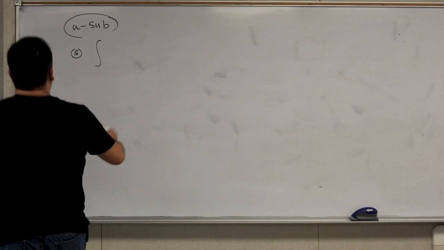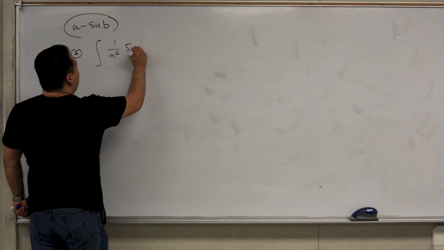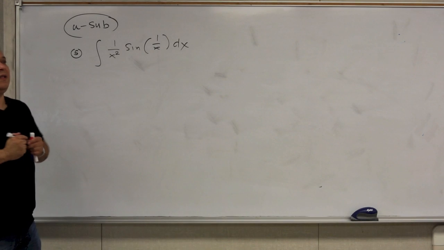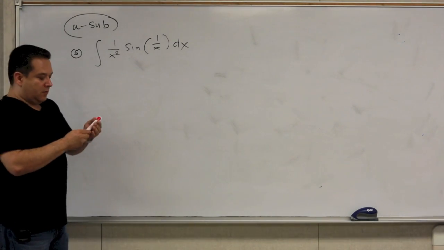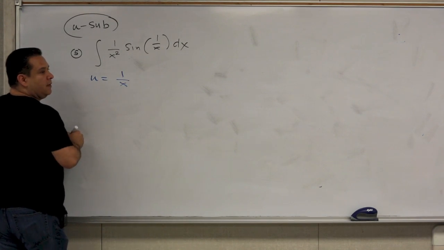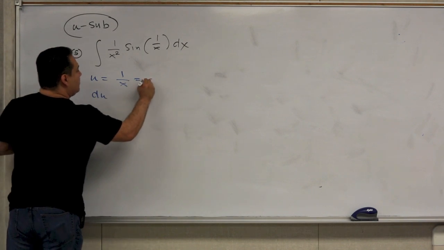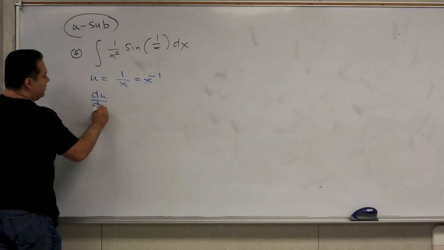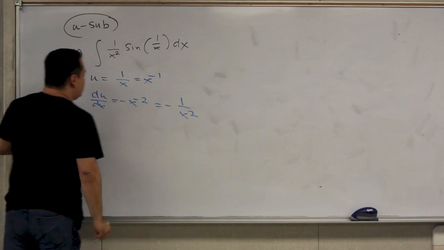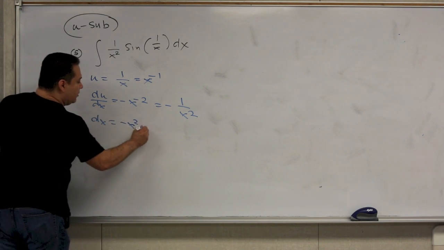Number 5, we got 1 over x squared times sine of 1 over x, dx. So let's see. What do you think that inside function is going to be? Okay, good. So you're going to let u be 1 over x. What comes next? Right, isn't that x to the minus first power? So what's du/dx? Minus x to the minus 2, minus 1 over x squared. Is that right? So what does dx give you? Is that negative x squared du?